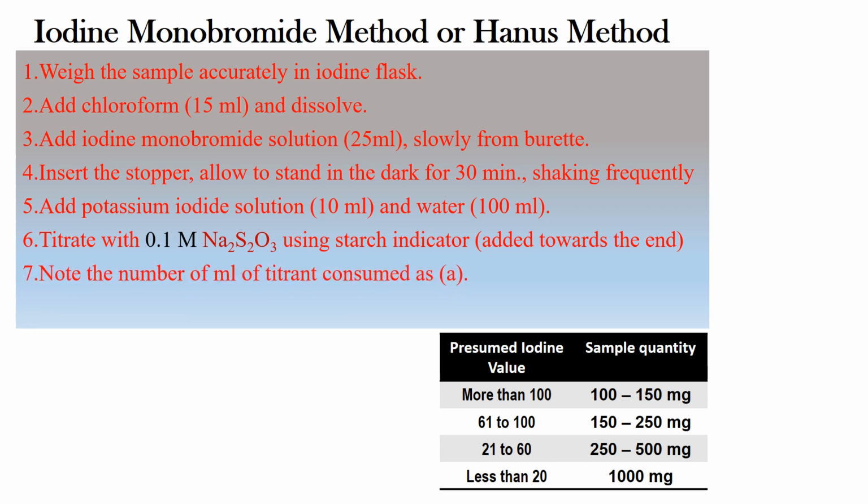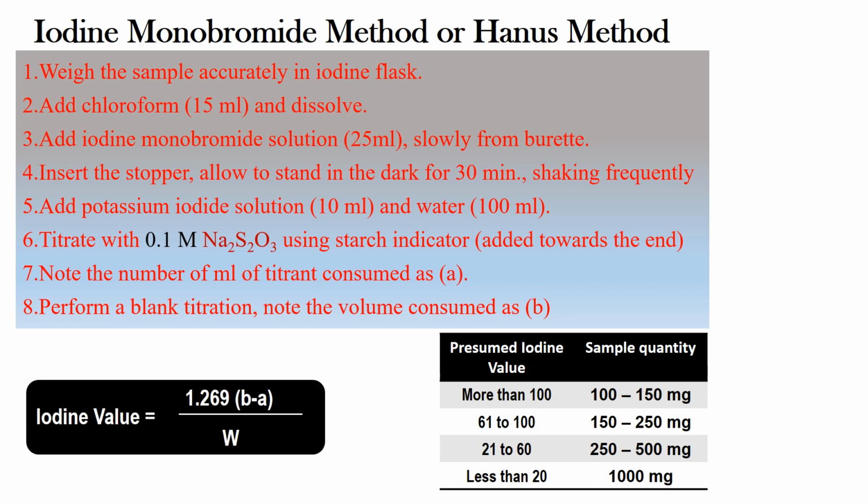Note the volume in ml of titrant, that is sodium thiosulfate, consumed as A, and perform a blank titration and note the volume of solution consumed as B. Now calculate the iodine value from the same formula, that is iodine value is equal to 1.269 into B minus A divided by W.